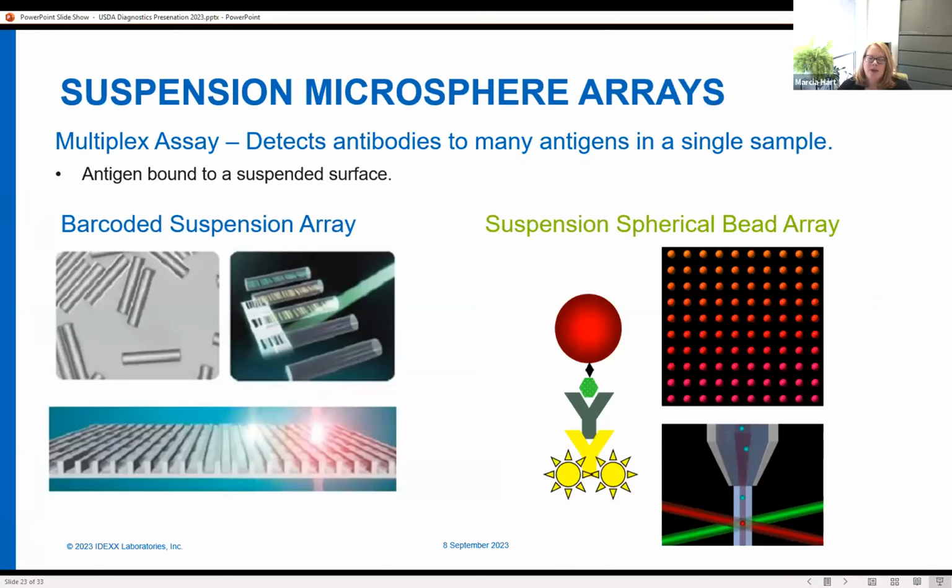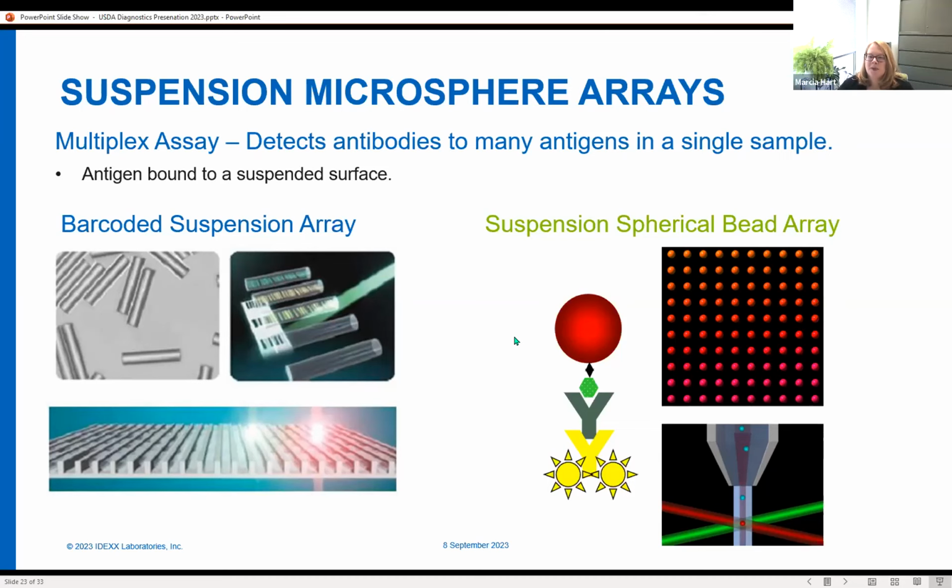Suspension arrays, same thing, but just using a different substrate. So here is a barcoded suspension array, and these are little wafers, if you will, that have an embedded barcode in the material. These wafers are coated with antigen. I add my patient serum, I add my detection antibody, and then again, it uses a laser and a computer to read these samples. These are typically read not only with the laser detecting the detection antibody, but there's also a reader that detects the barcode. So in this instance, the barcode will tell you what antigen is on the wafer, and then the laser tells you whether or not you have antibodies bound to that antigen.